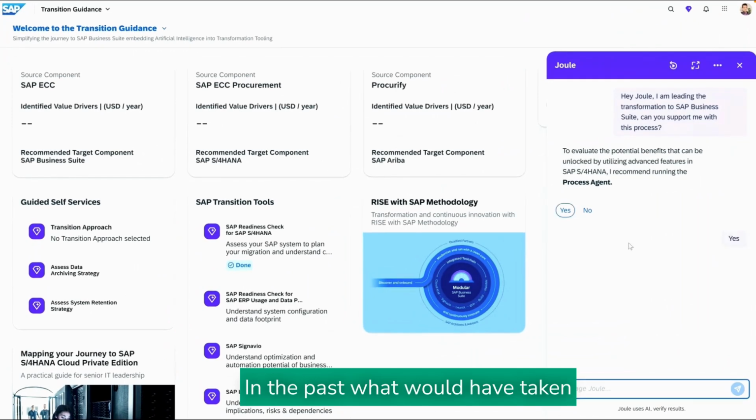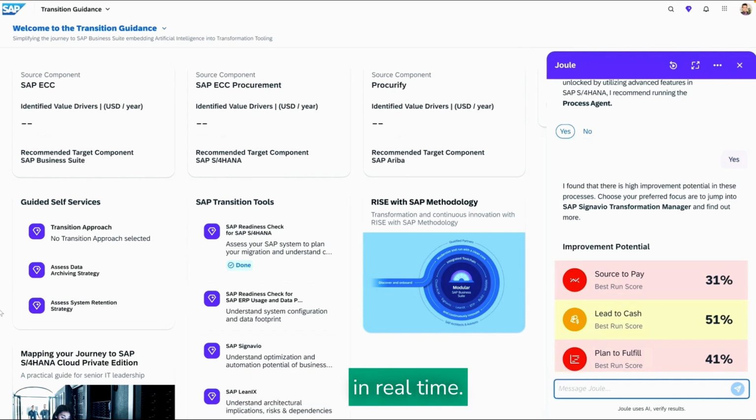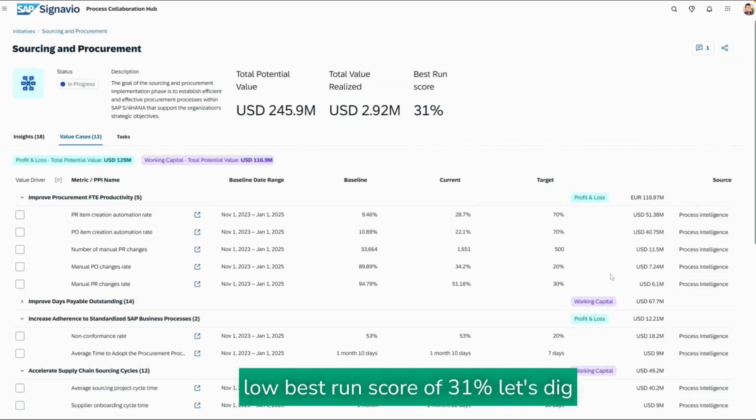In the past, what would have taken months of consulting engagement with expensive rates, today, with plug and gain in Signavio, and Signavio being application agnostic, we have the real answers from your analysis from your system displayed in real time. So in this case, we have the source to pay, which is a best run score with a low best run score of 31%.